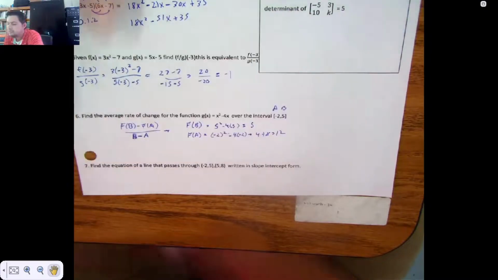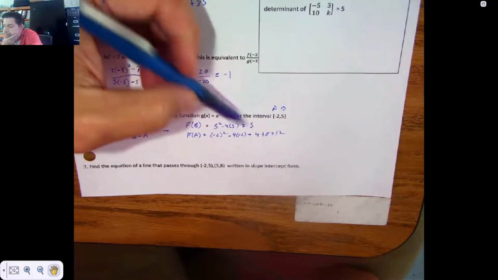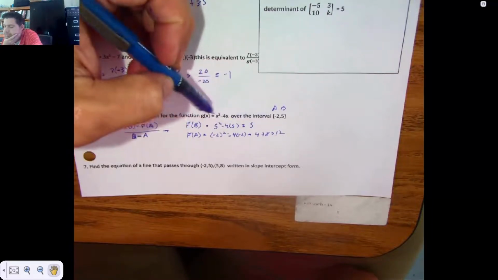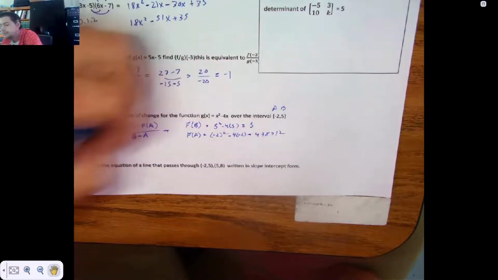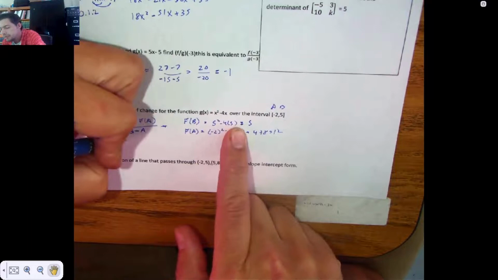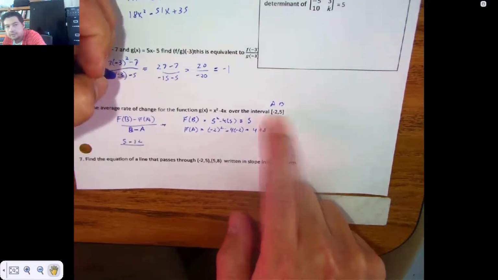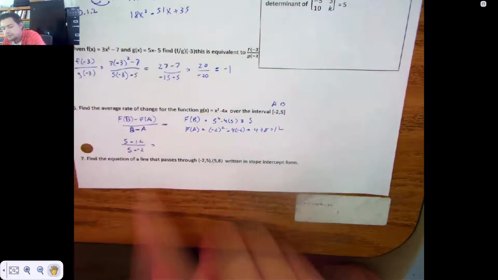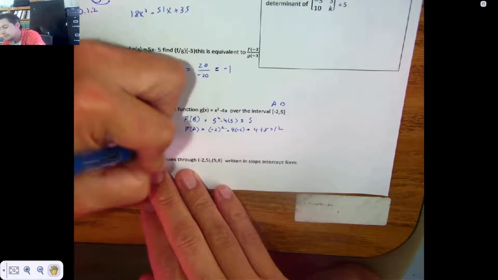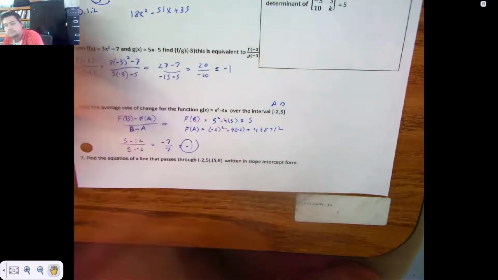And I'm going to go back and double check. 25 minus 20 is 5. If I plug in a negative 2, that's 4 plus 8, which is 12. Cool, I'm good with that. So it was f of b, which was 5, take away f of a, which was 12, over b minus a, 5 minus a negative 2. So 5 minus 12 is a negative 7. 5 minus a negative 2 is a positive 7, and we get negative 1.